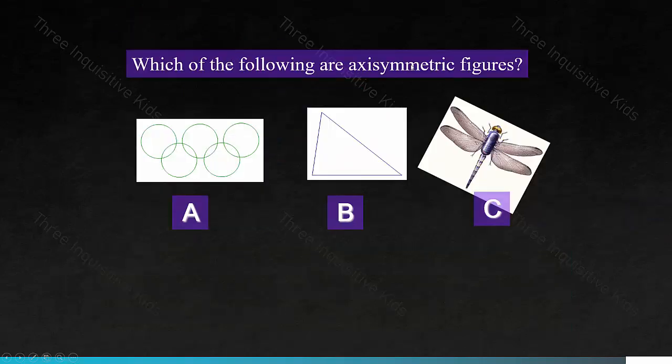Which of the following are symmetric figures? So here, this Olympic sign would be symmetric, and B is not symmetric, but the dragonfly is actually symmetric. It's just that in this case, its line of symmetry would be diagonal.